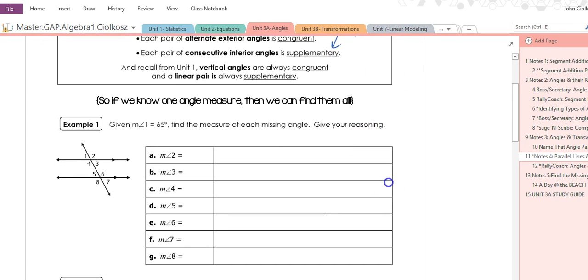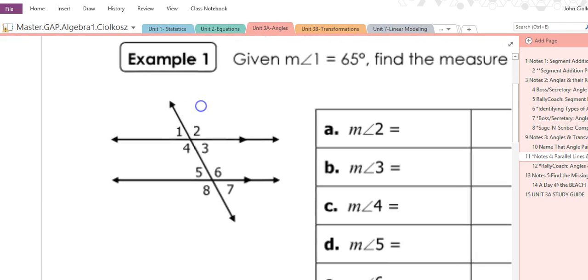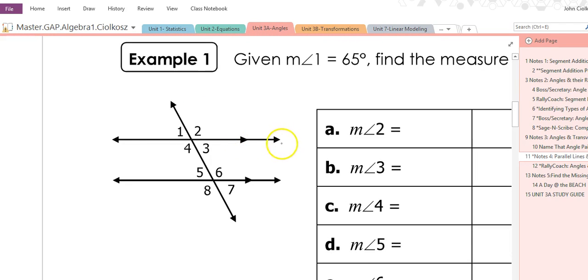So here, we have parallel lines. So that's what these arrows here mean. So this means that this line, if I called it L and M, because they have those double arrows there, that means that they're parallel. So L parallel to M. So that symbol there means parallel.